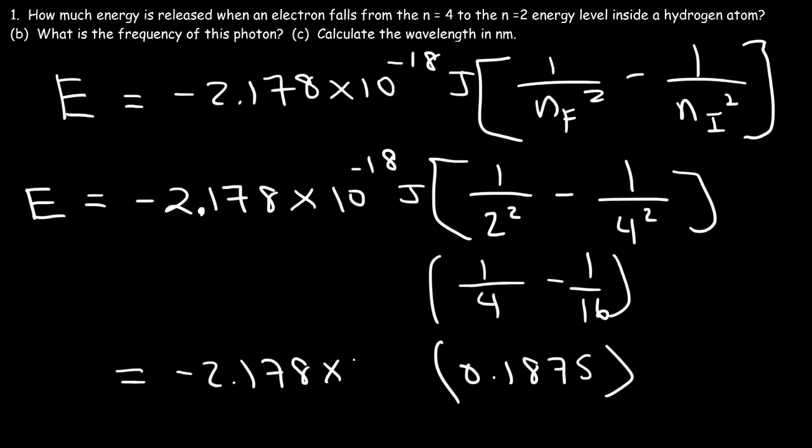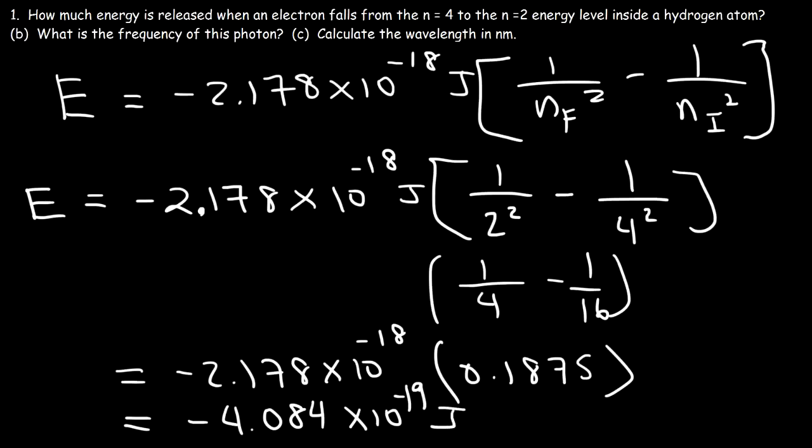So let's go ahead and multiply these two numbers. So you should get negative 4.084 times 10 to the negative 19 joules. So that's how much energy is released when an electron falls from the fourth to the second energy level.